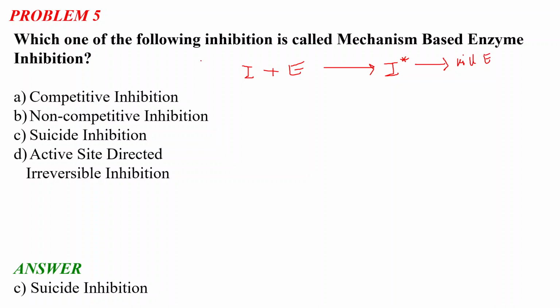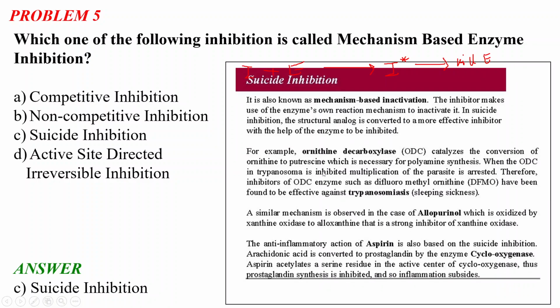This is called suicide inhibition, because the enzyme is taking part in a chemical reaction which kills itself completely. The I star forms a strong covalent bond with the E, and it basically deactivates the enzyme completely. So, this type of mechanism is called suicide inhibition. There is a brief discussion about suicide inhibition here.